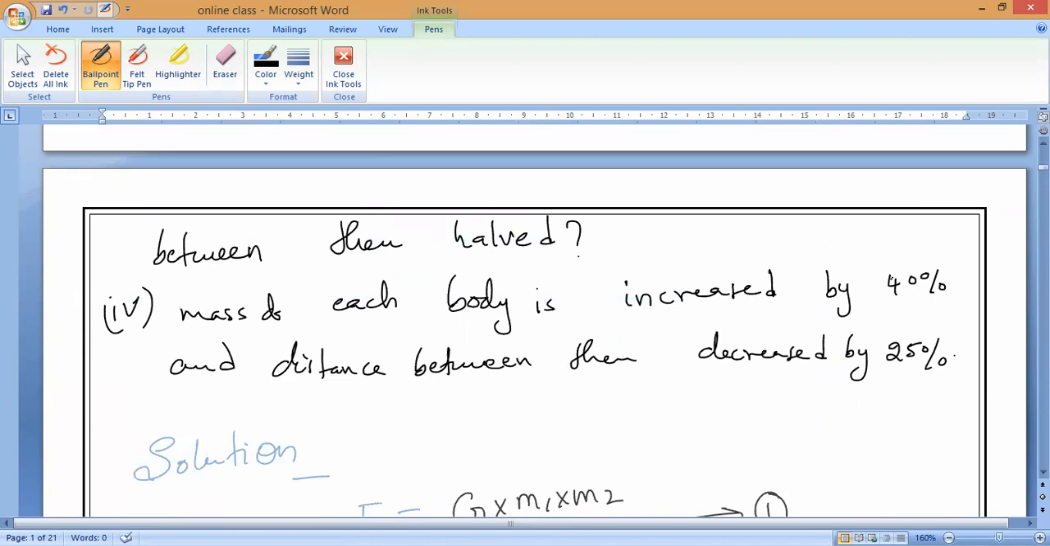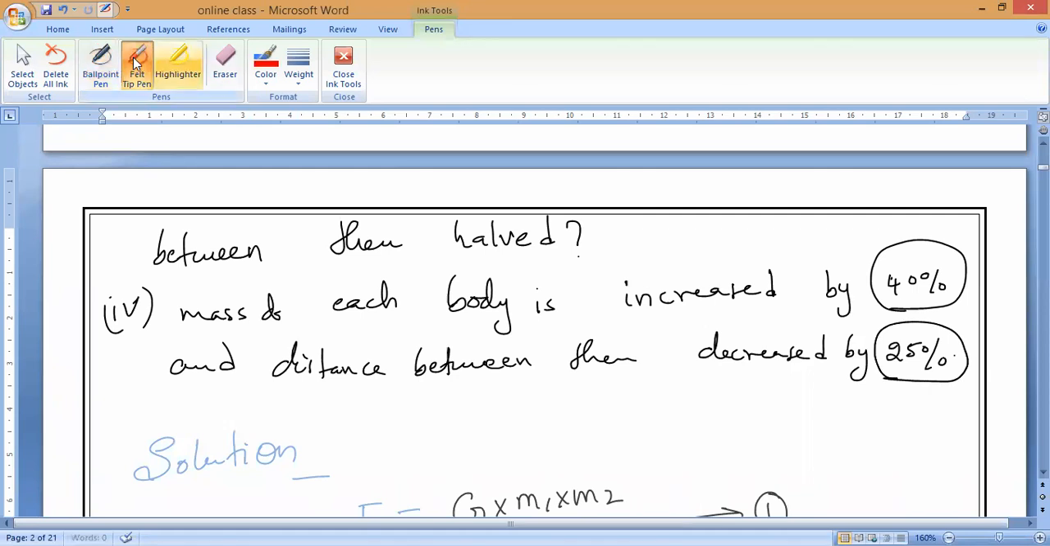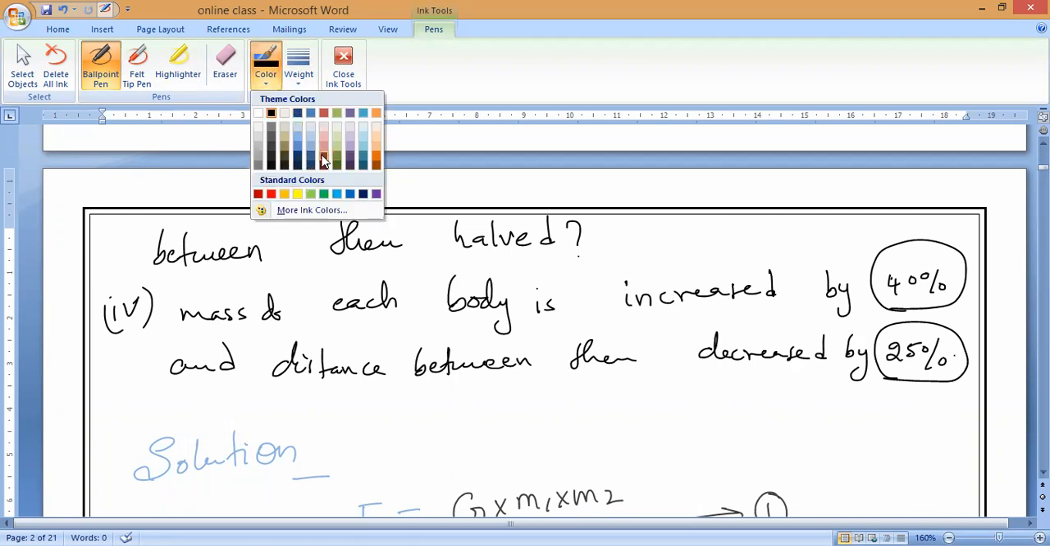Mass of each body is increased by 40%, and the distance between them is decreased by 25%. Clear? So shall we proceed now? It is very difficult, but we will solve it slowly. If you understand the question, it is very easy.